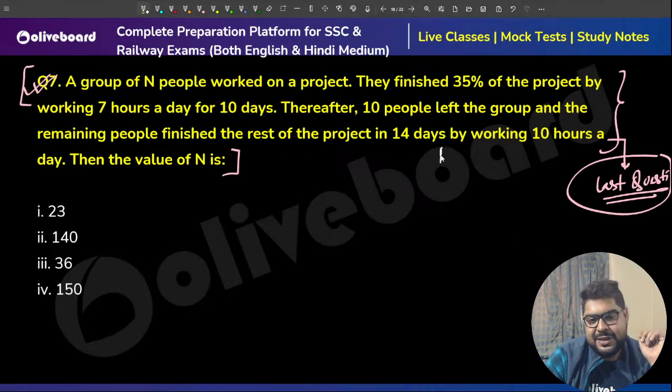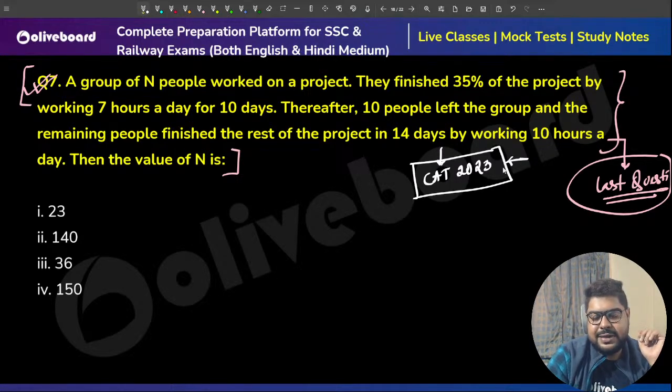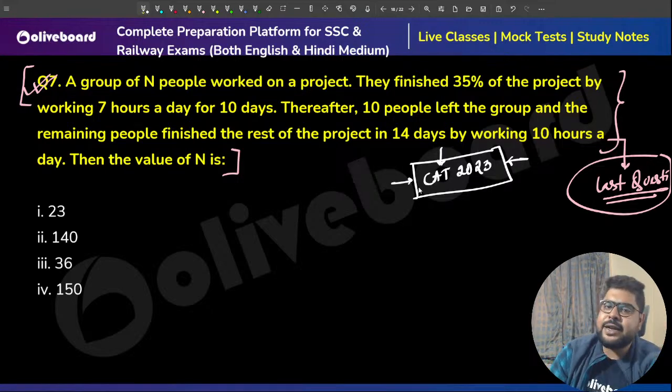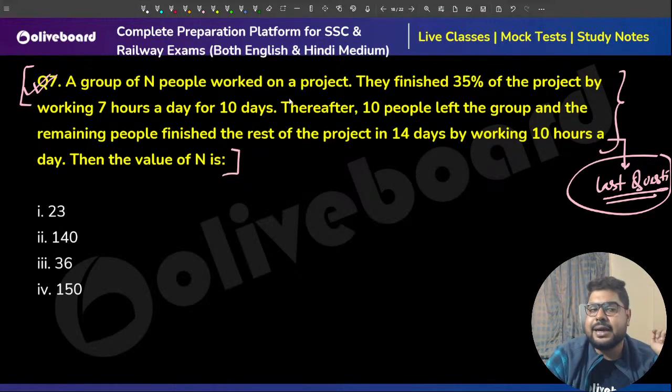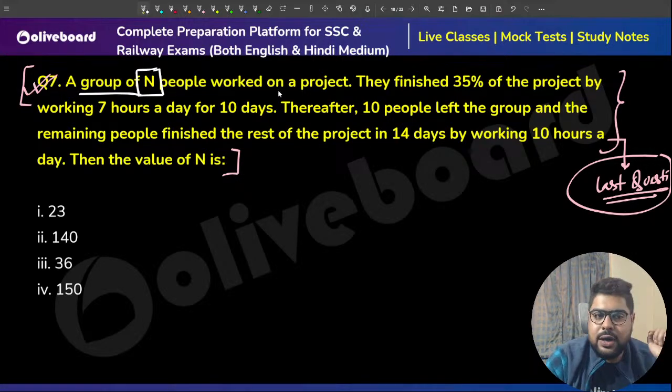So let me give you. This is a CAT question. This was most probably from the 2023 paper. Most probably it will be 2023 or 2022, not less than that. So please understand, it's a beautiful question for understanding the concept. A group of N people worked on a project.